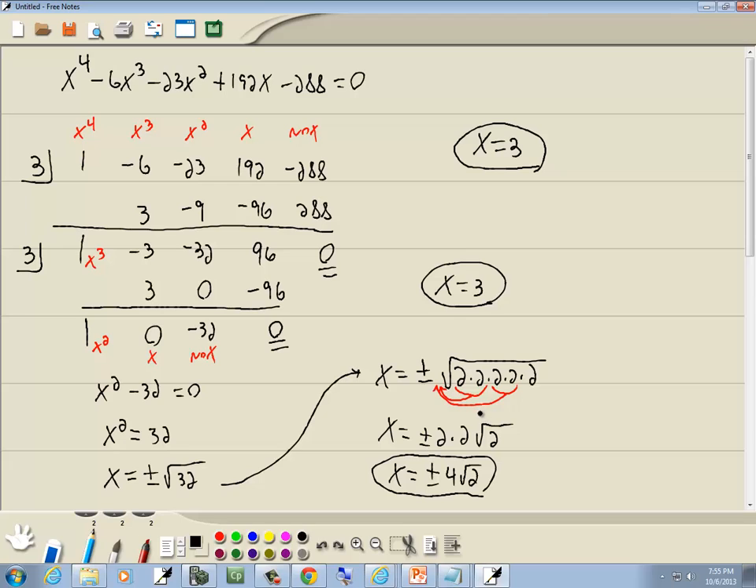Now x to the fourth means we're going to have 4 answers. We found 2 here, and plus or minus here, this is your other 2. So we've got all 4 answers.